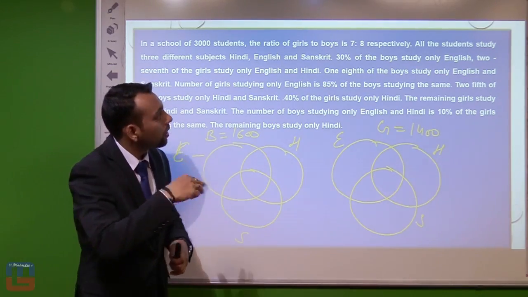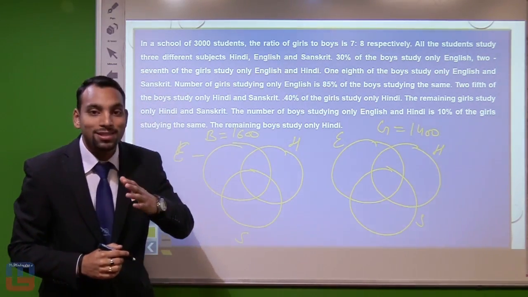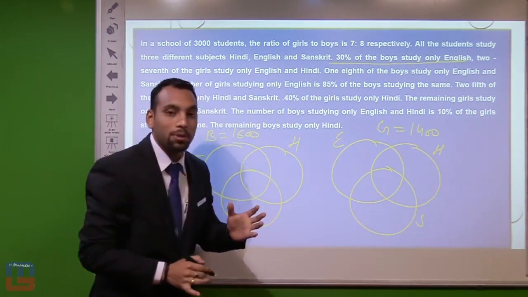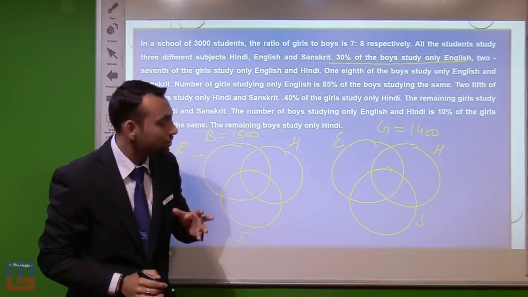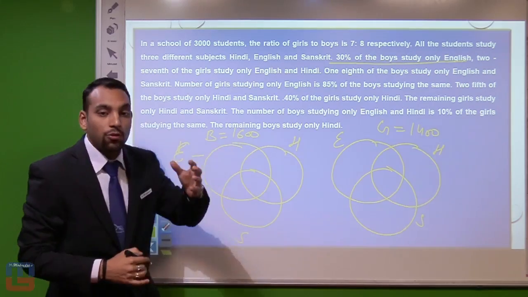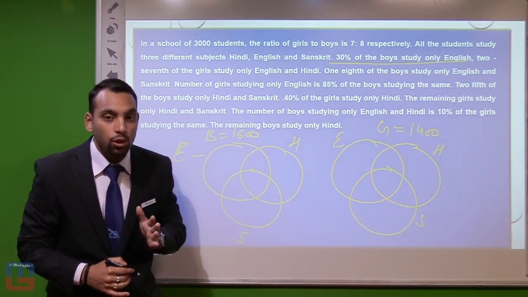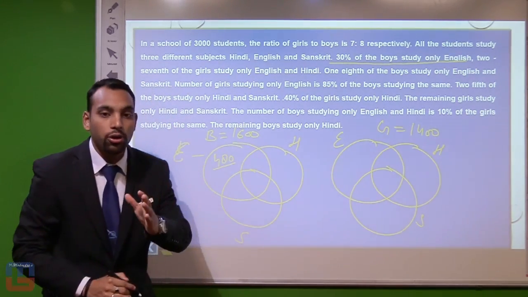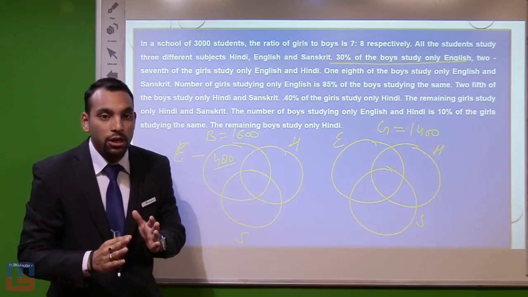Now 30% of the boys study only English. What this statement is saying: total we have 1600, and 30% of 1600, that is 480, study only English, which means this is 480. Alright, now read the next statement.